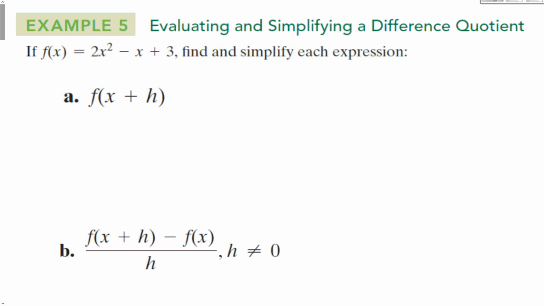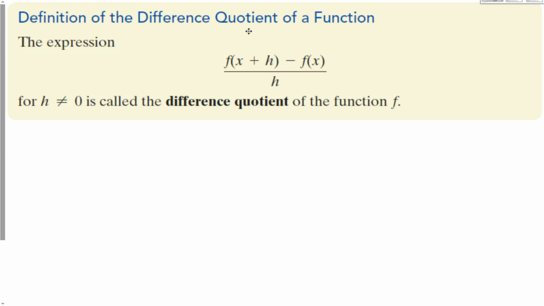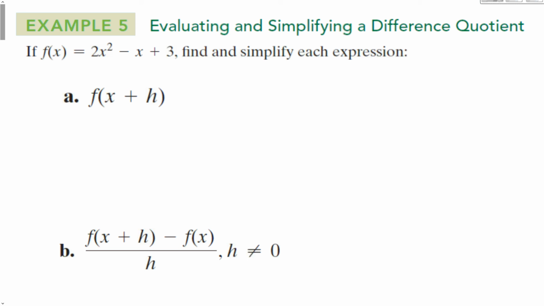Let's calculate a difference quotient. This first part, f of x plus h, just means that you replace x with x plus h in the function. Then you subtract the original function and you divide by a variable h. So let's first calculate f of x plus h, and then we'll put it into that formula.